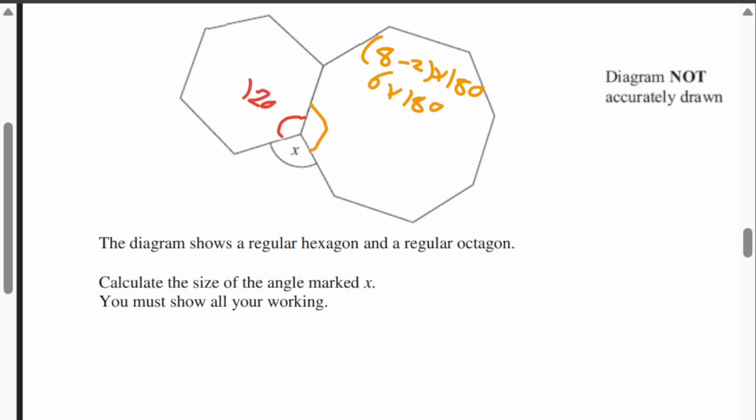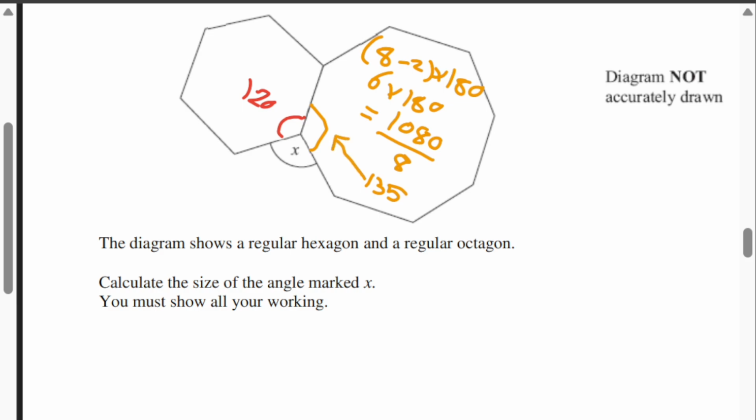That gives you 1080. Now what's this 1080? This is the sum of the angles. To find one angle, divide this by the number of angles, which is 8. So 1080 divided by 8 gives you 135. So this angle here is 135.